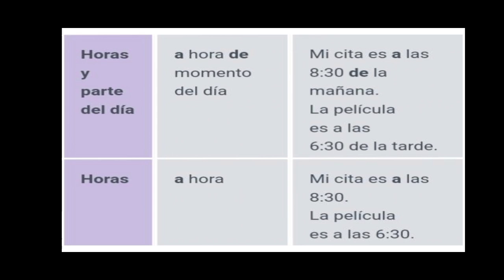Horas y parte del día. A hora de momento del día. An hour or moment of the day. La película es a las 6:30 de la tarde. So we use a y de. Okay, I hope you understand the difference and how we use a and de. Horas, a hora. Mi cita es a las. Okay, a las, a los, we use a.